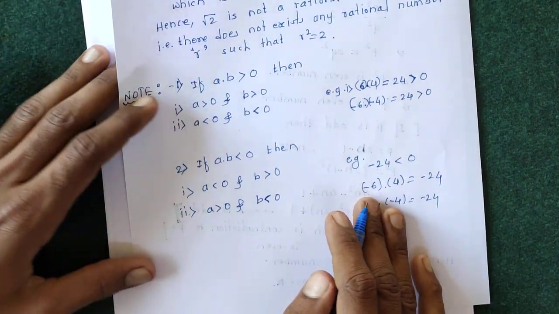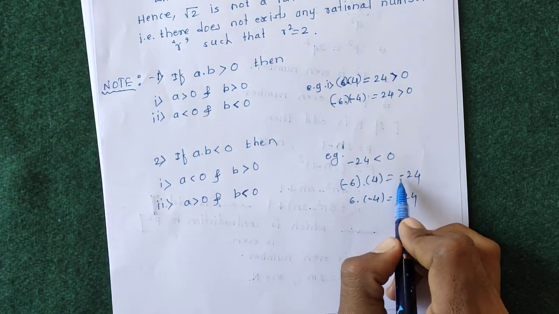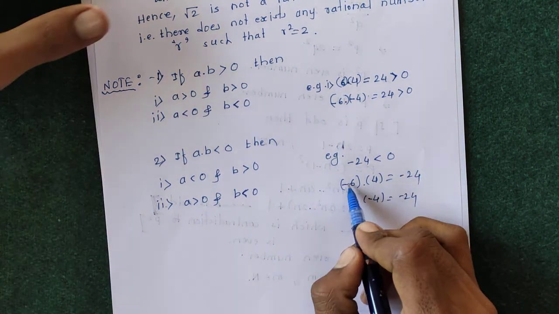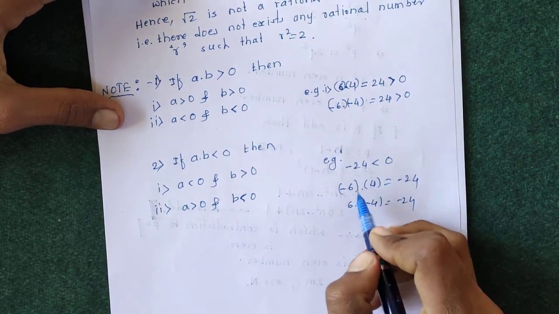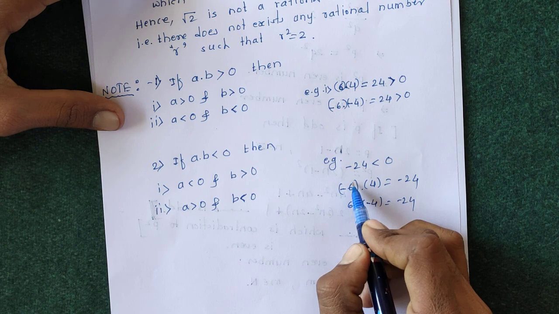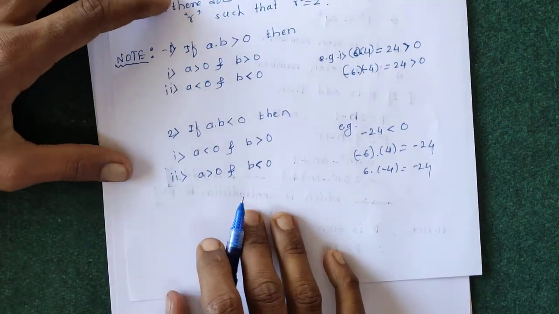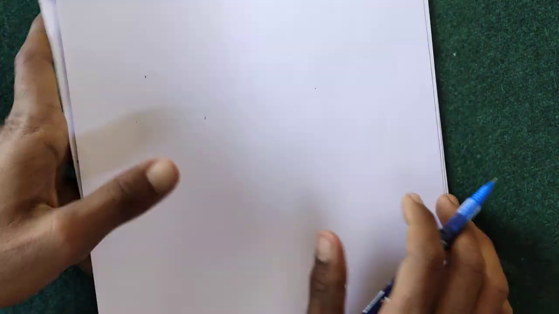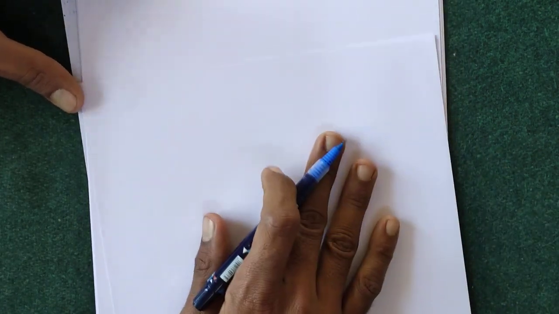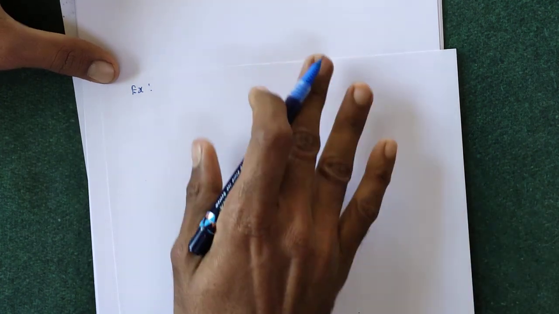So here there are again two possibilities. If the multiplication of any two numbers a and b is less than 0, then one of either a or b must be less than 0. So this is the second note. Write these two notes and after that we will take one example. Now our example is: determine the set A.